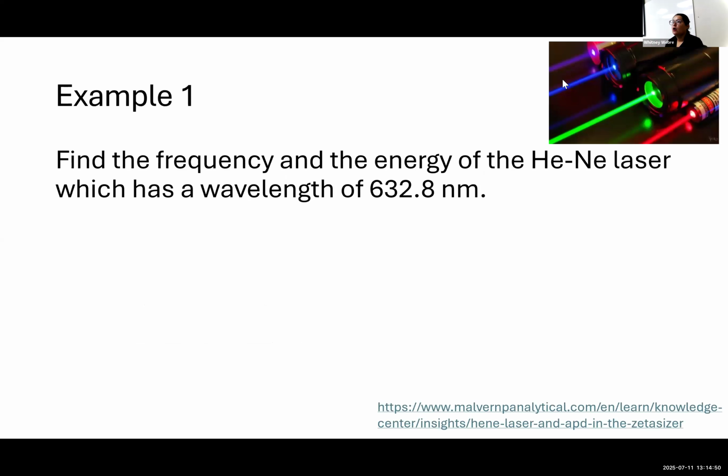So example 1. When you get these types of problems, read the question twice because you might miss what the question is asking. Find the frequency and the energy. So it's asking for two things.